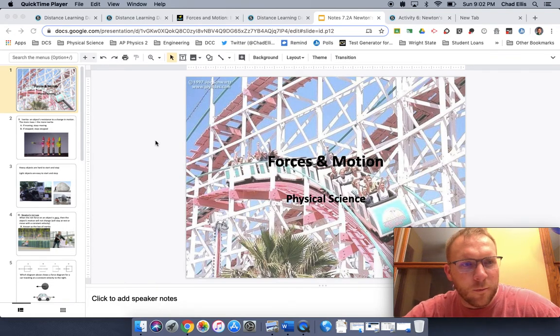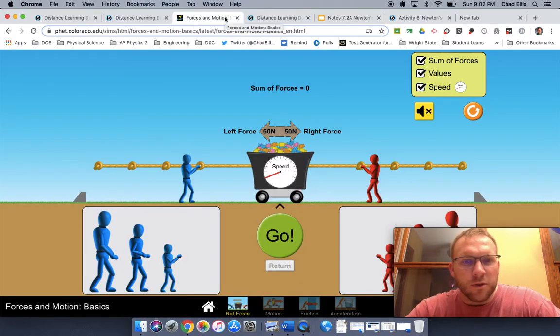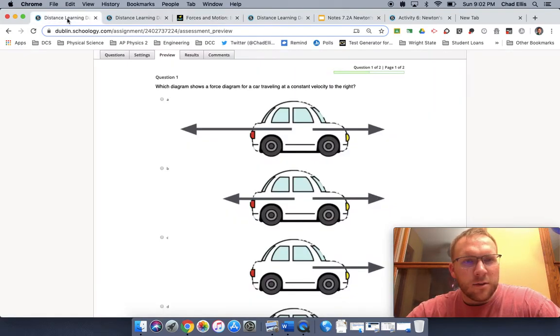All right, hey guys. What we're going to do is go through some of the things that Newton's first law is, and some of the things that you looked at last week before break. I want to start with a notes day today, but I also want to go back and look at the simulation that you looked at in terms of the forces and motion basics, and look at what that was, as well as look at this.